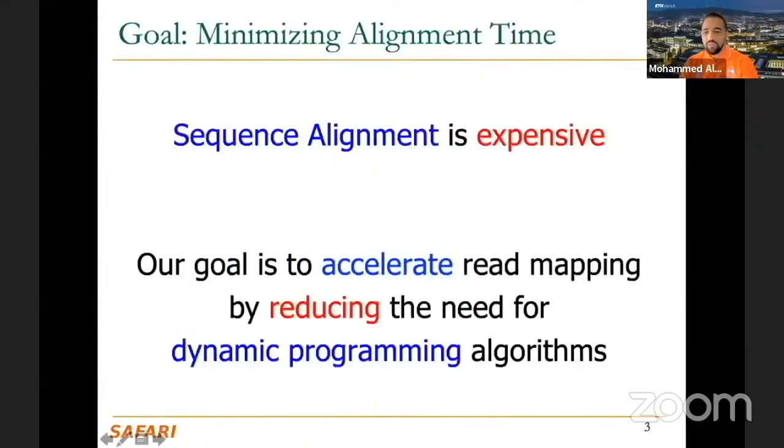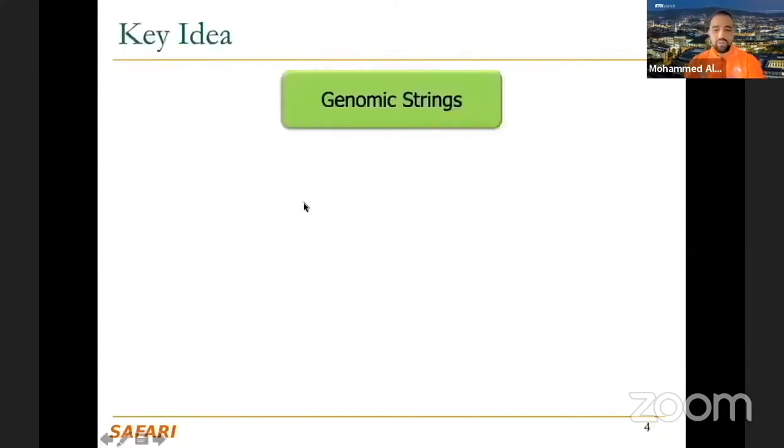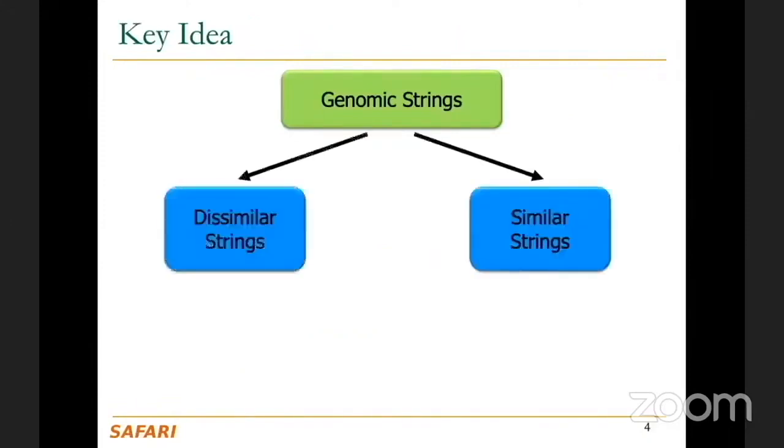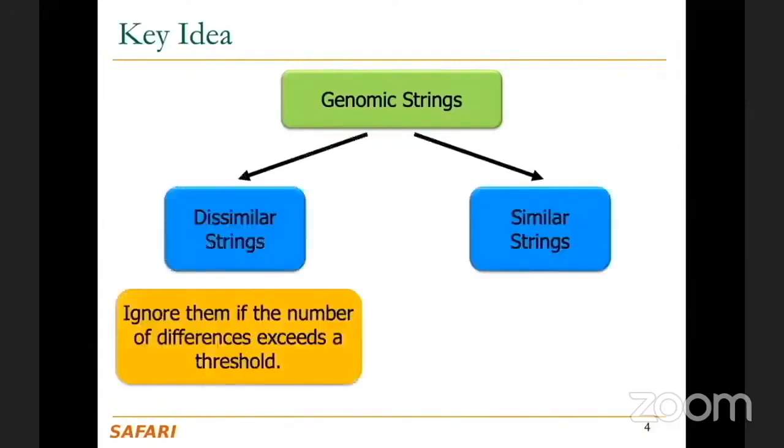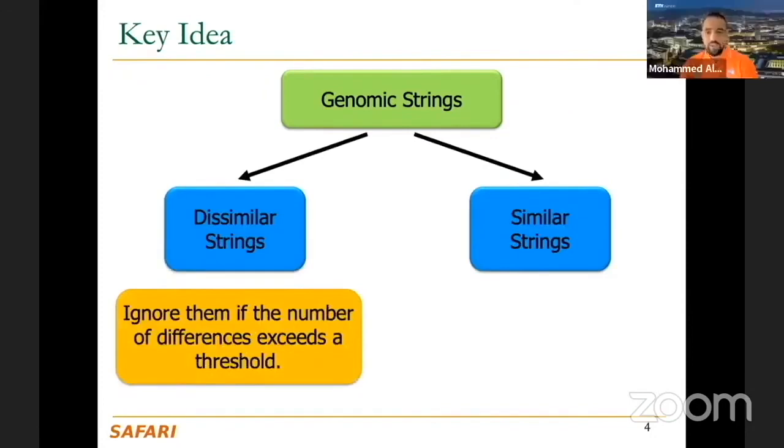So remember this from the previous 3 lectures, that sequence alignment is still expensive, even until today. So our goal is to accelerate read mapping by reducing the need for dynamic programming algorithms. What does that mean? We first want to have this observation that genomic sequences are either similar to each other or dissimilar to each other. And if they are dissimilar, they are probably not interesting to us. It depends really on the applications and the parameters, how you define similar or dissimilar sequences.